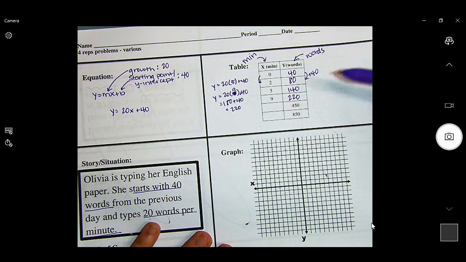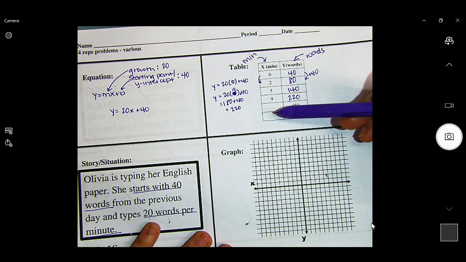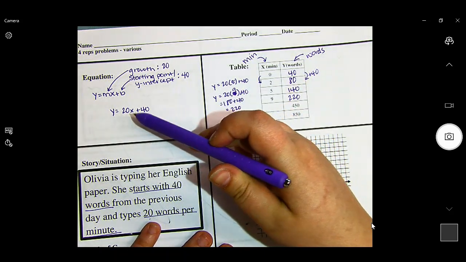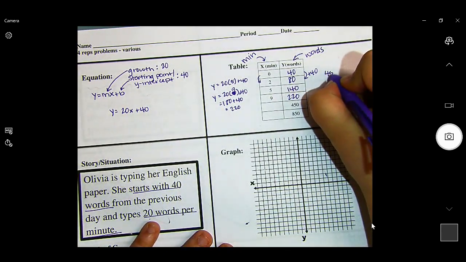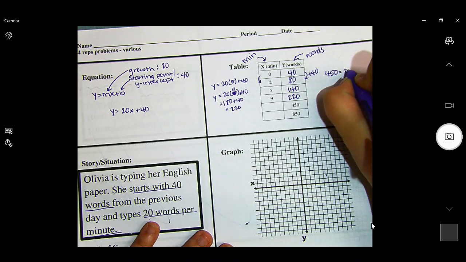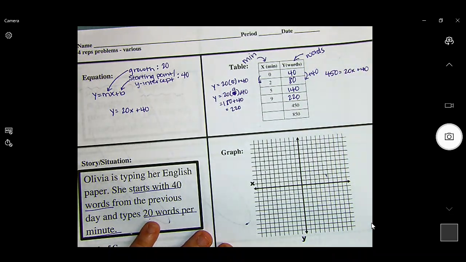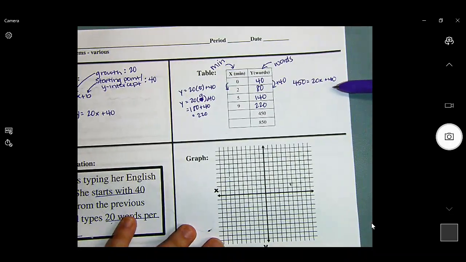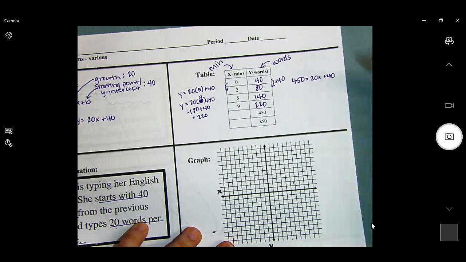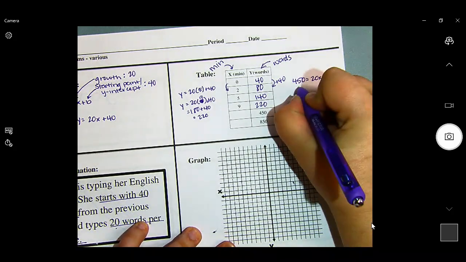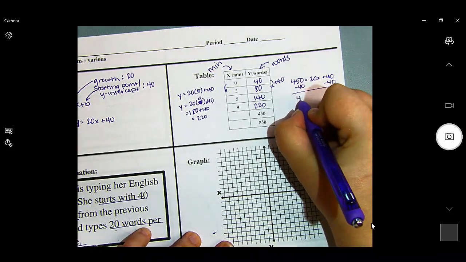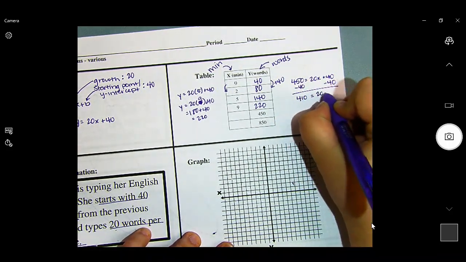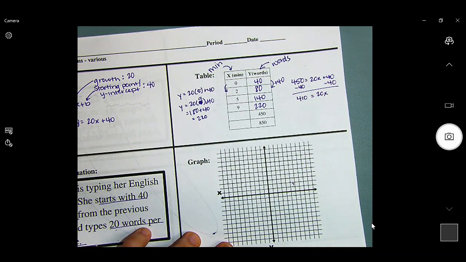All right, now I need to do it backwards because now I know what y is, but I don't know what x is. So I'm going to take the same equation, but now I'm going to substitute these numbers in for y. So I have 450 equals 20x plus 40. I've got the x's all on one side, but I want to get rid of this plus 40. So I'll subtract 40 from each side. So I get 410 equals 20x.